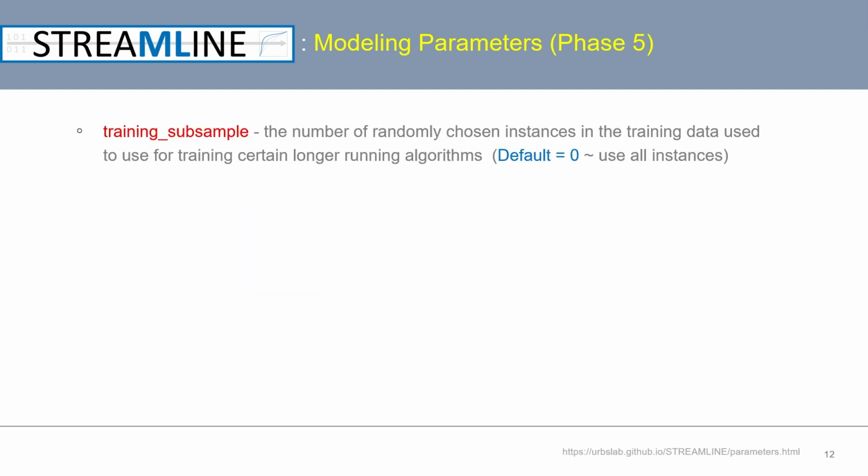Further, training subsample is a run parameter that defines the number of randomly chosen instances in the training data to be used for training certain longer running algorithms. This is set to 0 by default, indicating that all instances should be used in training. This run parameter impacts the following set of machine learning algorithms within Streamline.